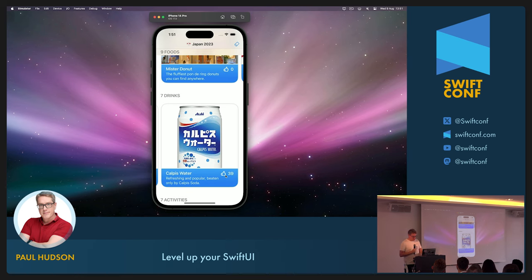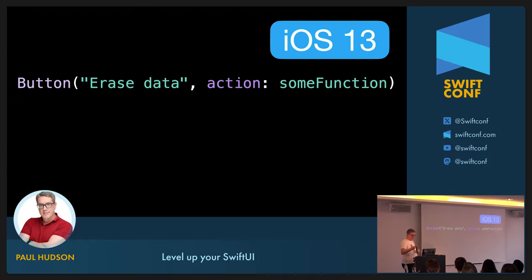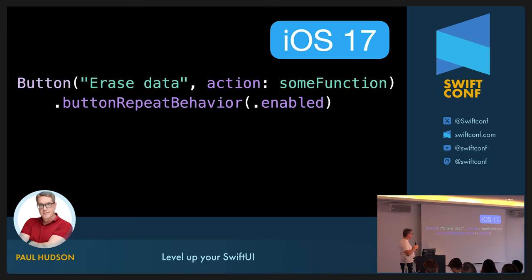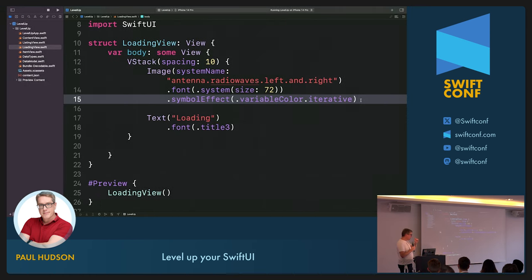Again, we can do better. Now, old classic button code in SwiftUI, a title and action. From 17 onwards, we can now say add a button repeat behavior of enabled. It'll take care of pressing it once to trigger it once. But as they hold it down, it triggers faster and faster and faster automatically. Again, just one line of code change.